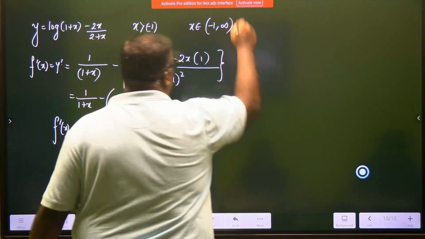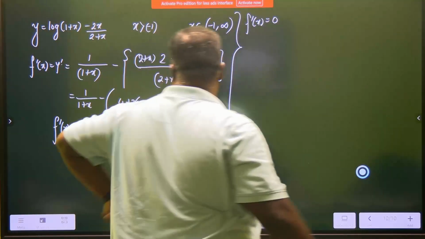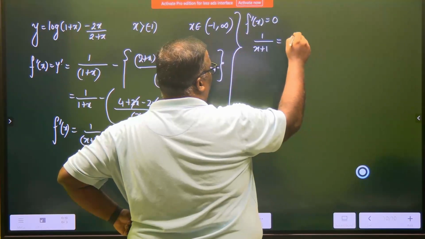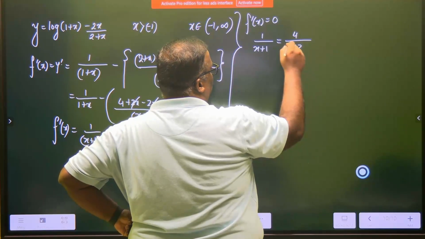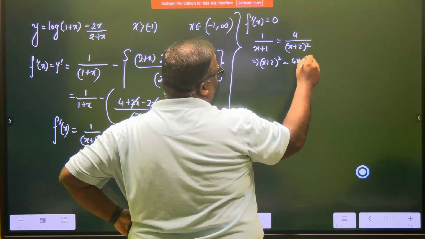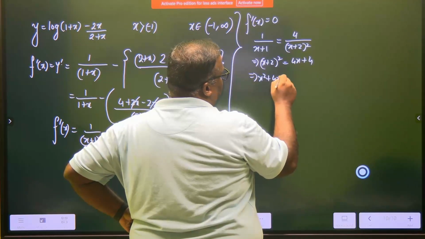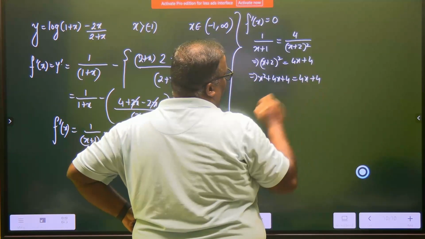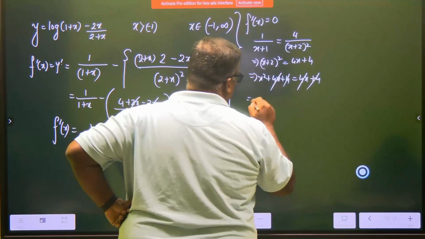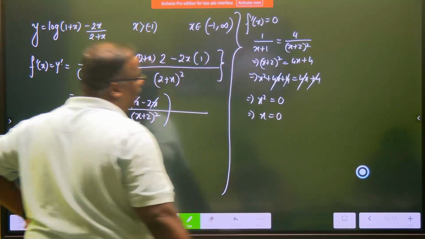Now we have to prove what? Put f dash x equal to 0 and find the critical points. If I do that, I get 1 by x plus 1 is equal to 4 by x plus 2 whole square. So I get x plus 2 whole square is equal to 4x plus 4. Okay? So I get x square plus 4x plus 4 is equal to 4x plus 4. So 4x plus 4, 4x plus 4 gone. All right. So I get x square is equal to 0, or x is equal to 0. So the critical point is 0.